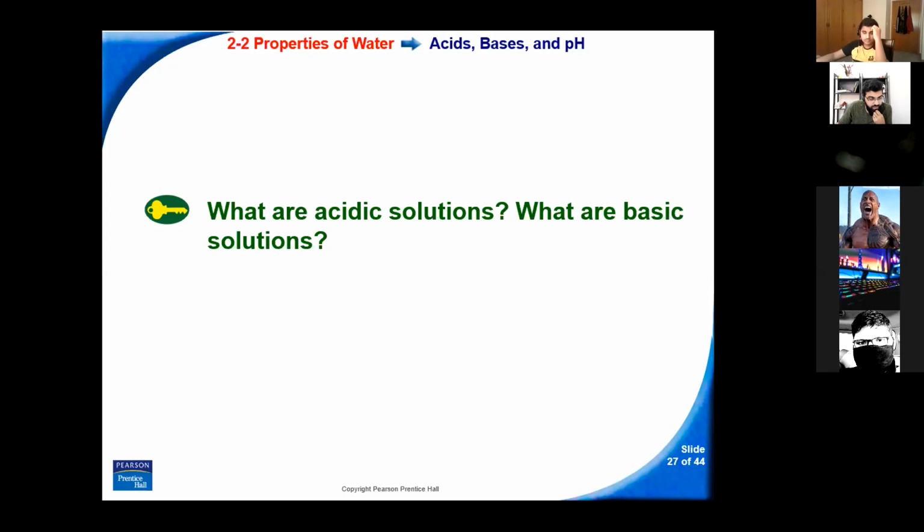Has a low H. Okay, less than that of pure water. So Farhan compared the acidic solution to water, and he said the acidic solution has more H plus, or hydrogen ions, in the acidic solution. Yeah, okay.